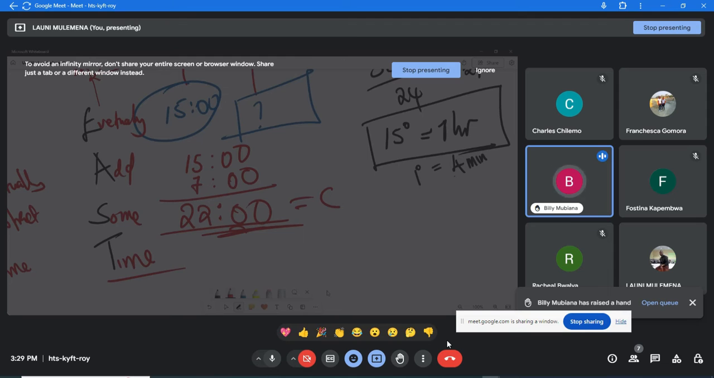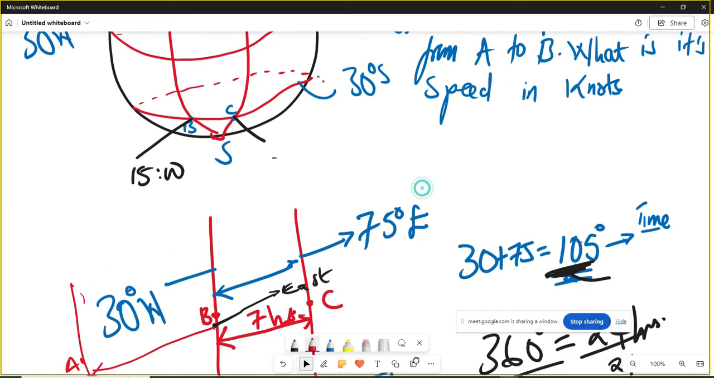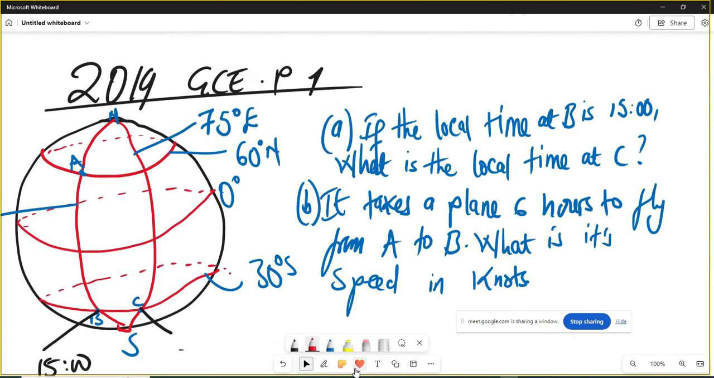Sir, I'm lost on the 15 hours. Okay, so this 15 hours, Billy, it is part of the question. Let me go back up to the question. The question is saying, if the local time at B is 15 hours, what is the local time at C? So the 15 hours, Billy, is given.